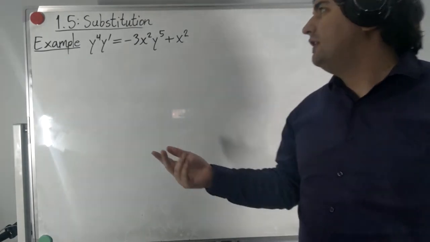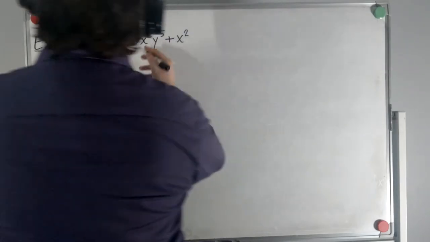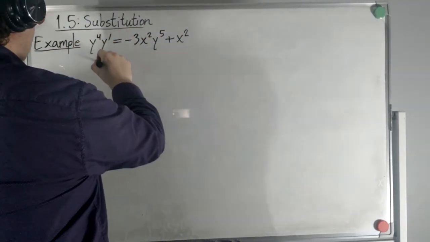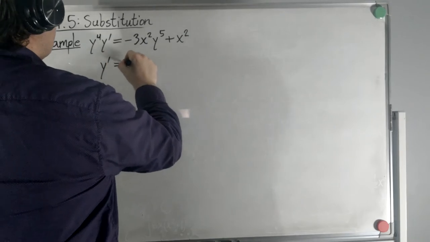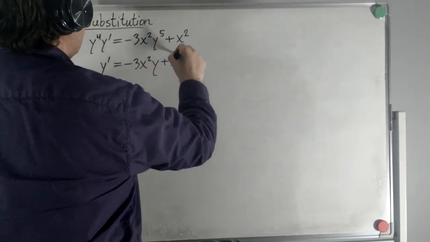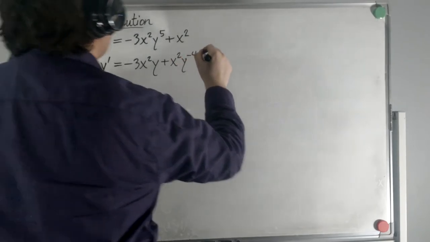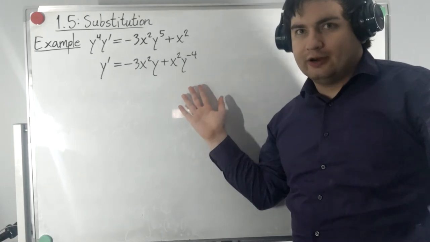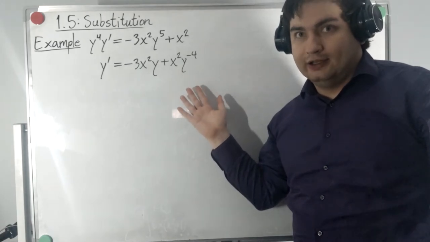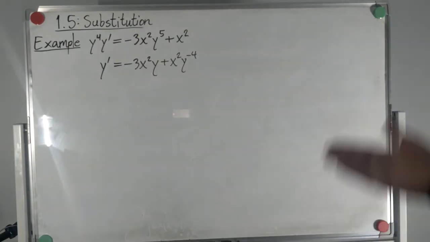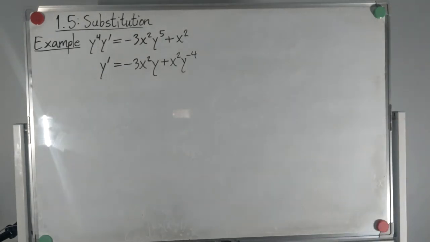But if you try to put it into standard form, you want to divide everything by y to the fourth, you get y prime equals negative 3x squared y plus x squared y to the negative fourth. I think you can tell that you're not going to be able to put that into the standard form for a linear ODE, because of that y to the negative fourth.